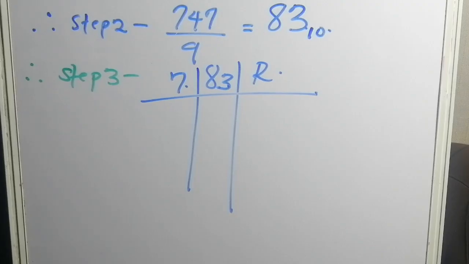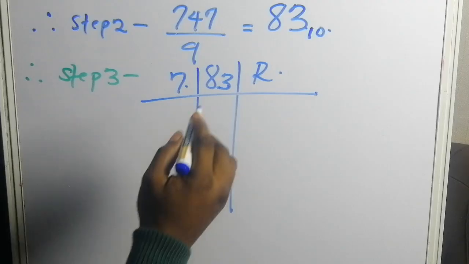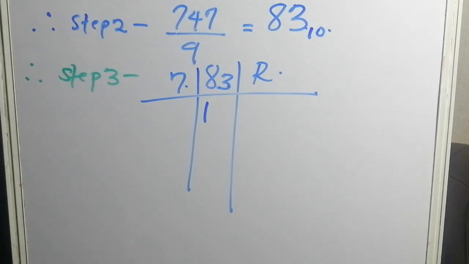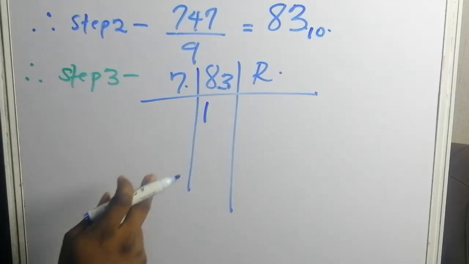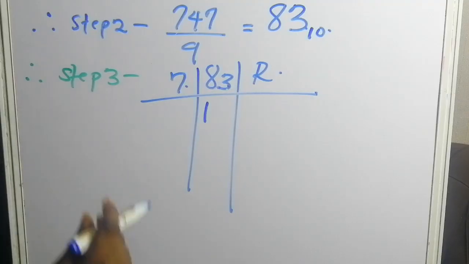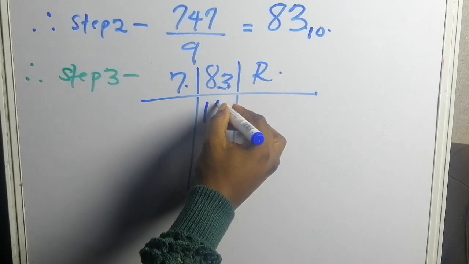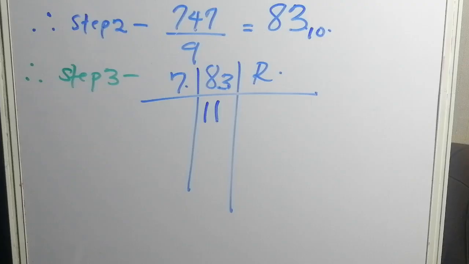From here, we can now do our normal remainder. Here we'll say 7 in 8 is 1, it will remain 1 to make it 8. 7 in 13 is still 1, and it will remain 6.